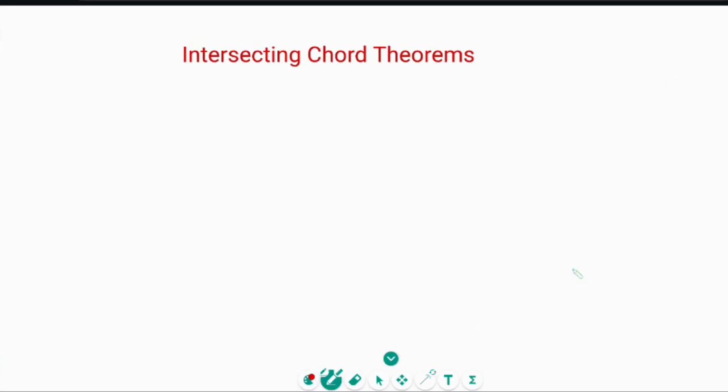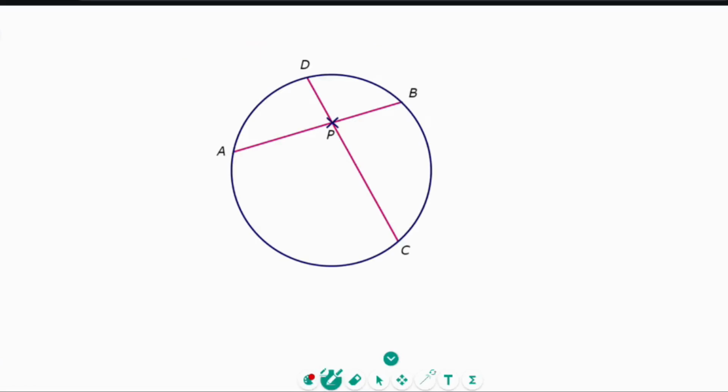Intersecting chord theorems. We have a circle here, and the line AB is a chord, and the line DC is a chord, and those chords are intersecting inside the circle. So when this happens, AP times PB is always equal to DP times PC.